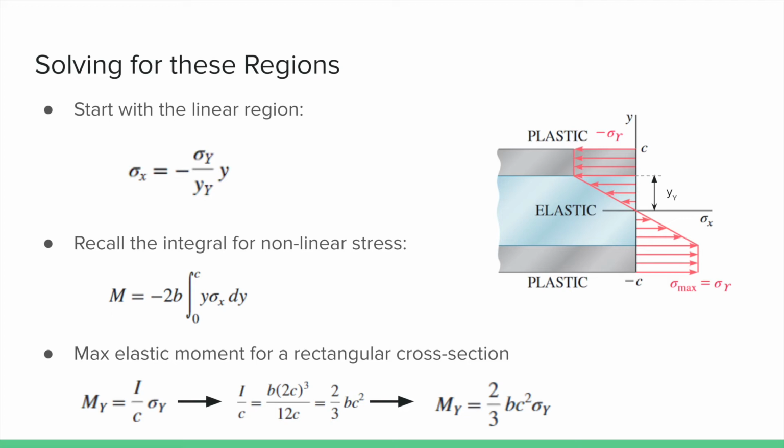And then next, if you remember the max elastic moment for a rectangular cross section, we had that it's equal to the area of inertia over c times the yield stress. So we can actually simplify or expand this by finding a value for I over c, which is just very simply using the moment of inertia equations for a rectangle and rearranging. And we get this formula right here.